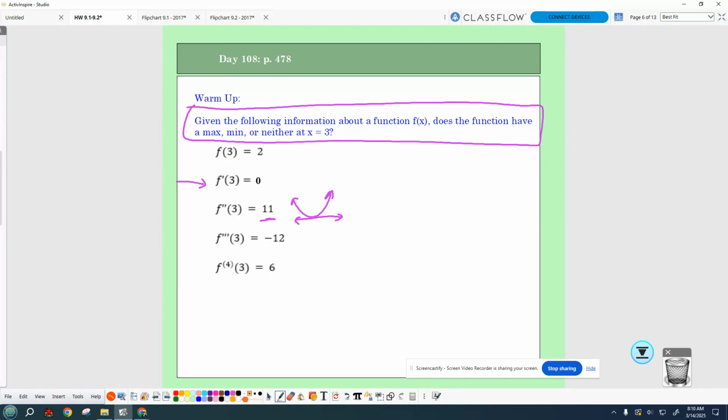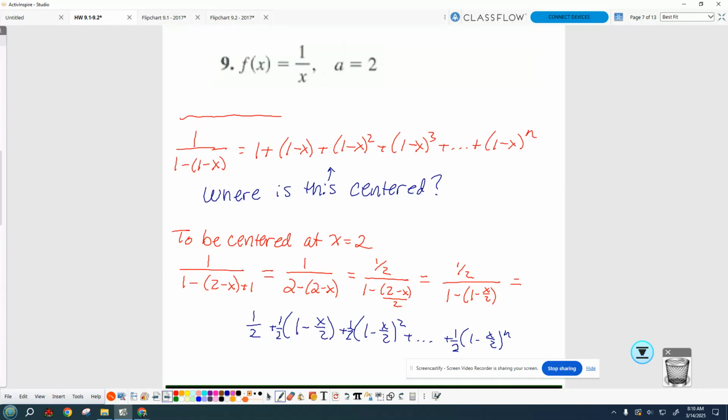Yeah. They're creative in how they ask. You really understand what's going on. Ooh. That was one of the old homeworks.